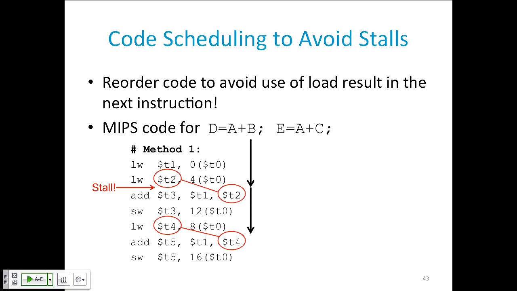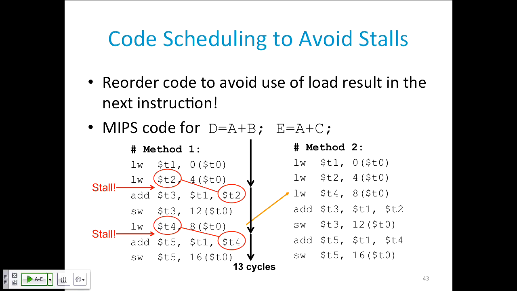So this takes 13 cycles. If you just remove this load, you can move this earlier, right? So I'm just rescheduling the instructions, writing them down in a different order. It has exactly the same effect as the previous program, but now I spaced apart this load of T2 from this use of T2 and put this independent instruction in here, right? And similarly now this load of T4 is separated from the use of T4. So now this runs in only 11 cycles, right?